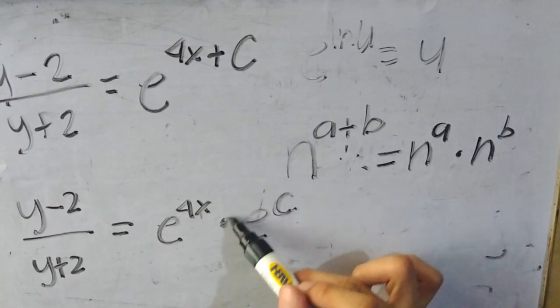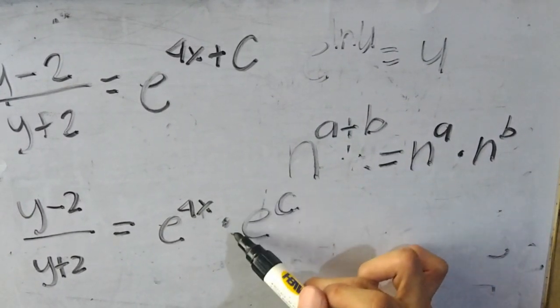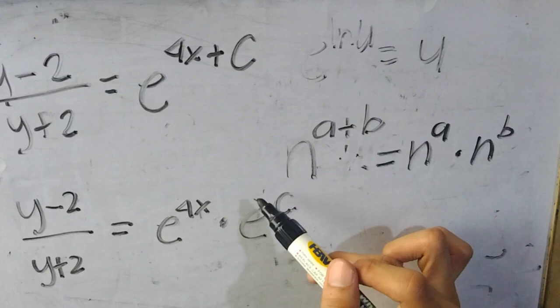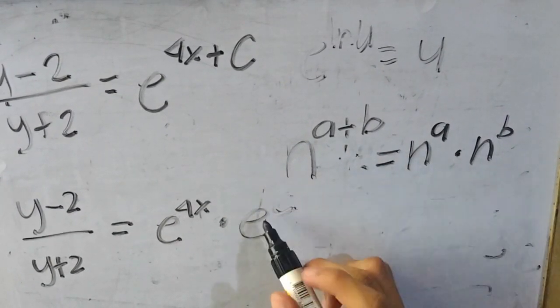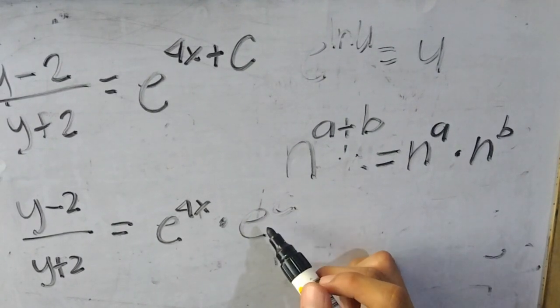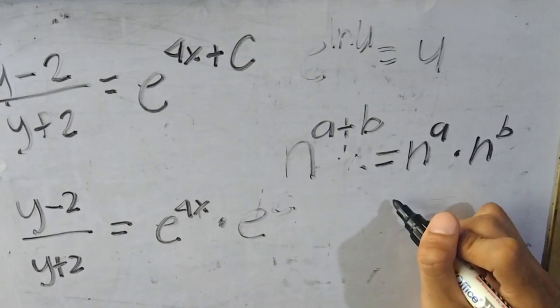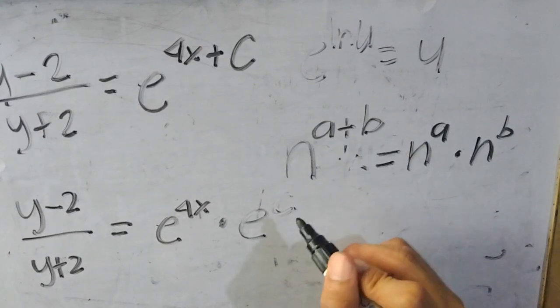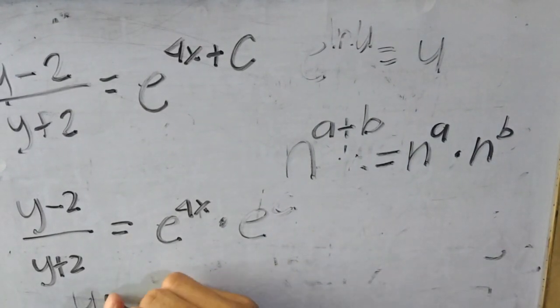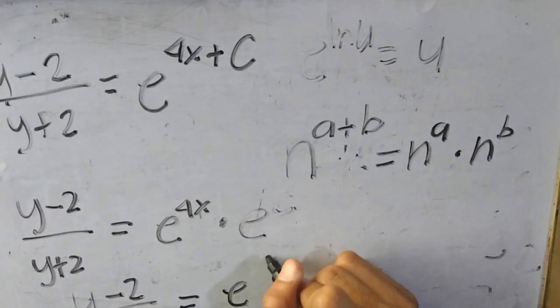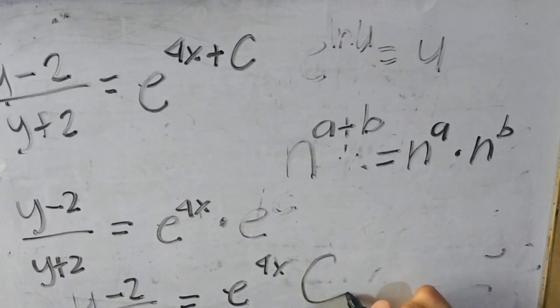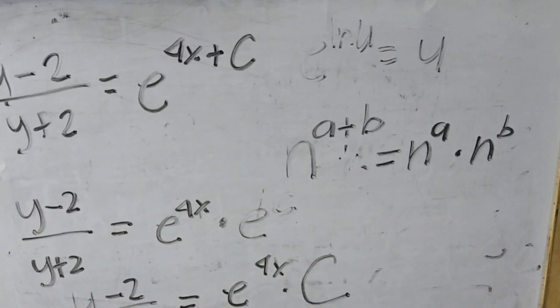So notice also this has an arbitrary constant. So therefore, e raised to c is also a constant. Therefore, e raised to c is also equal to c. So y minus 2 over y plus 2 is equal to e to the 4x multiplied by c. So for convenience, we'll put this c in the front.